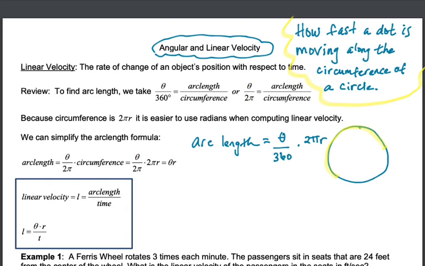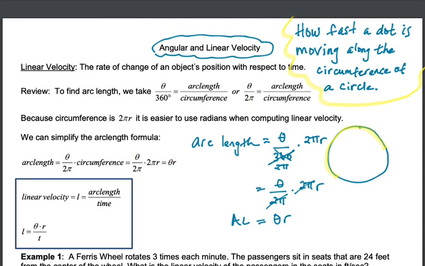Now that we are a little more familiar with radians, it would be a lot easier to use 2 pi instead of 360 degrees. If you have theta over 2 pi and you multiply that times 2 pi r, the 2 pi's cancel out and you're just left with theta times r. So that's what arc length is. It's the angle times the radius, as long as that angle is in radians. We learned that a couple of classes ago, but just as a reminder.